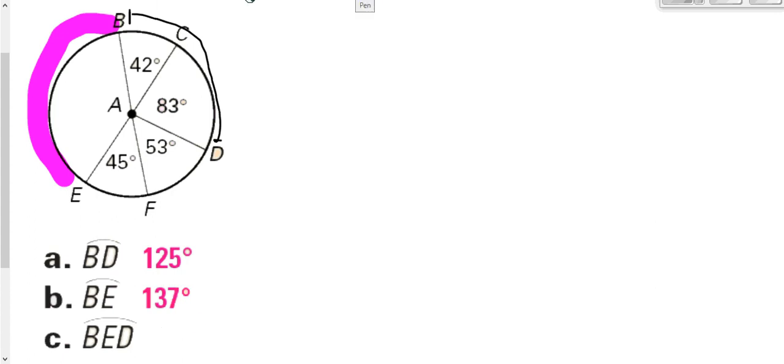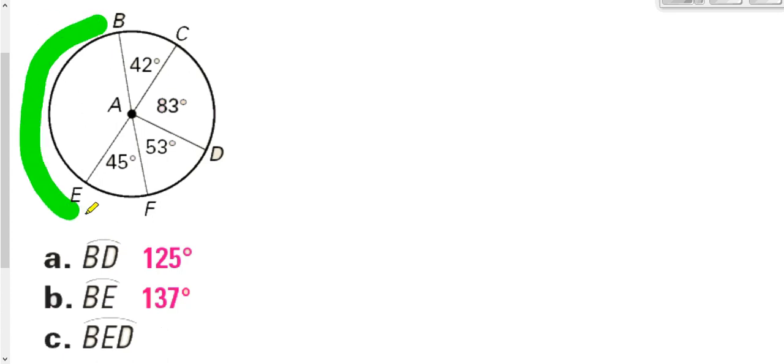Last but not least, we're going to do BED here. So if I look at BED now, BED is going to start here at B, go to E, and continue all the way to D. So now I'm going to add that part of BE that we just had, and then I'm also going to add the 45 and the 53 degree measure. So 137 plus 45 plus 53, and our answer there should be 235.